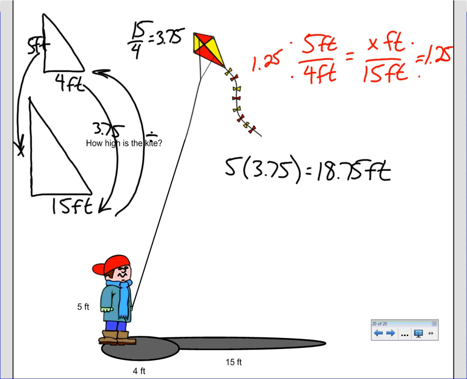Please do not get freaked out by the fact that we've got this weird drawing of a kid and the kite, and we've got to find out how tall the kite is. It's the same thing as if we just put it up as 2 triangles and find the missing side. Same with a mirror problem. A mirror problem would be this.